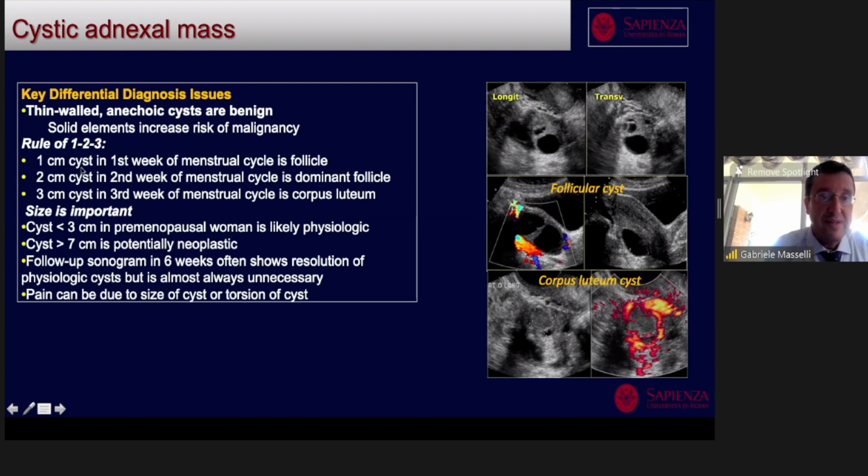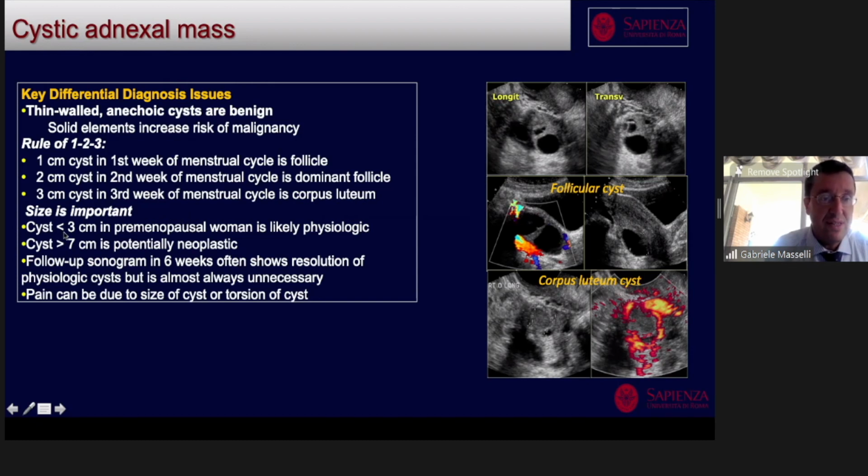A 1 centimeter cyst in the first week of the menstrual cycle is a follicle. A 2 centimeter cyst in the second week of the menstrual cycle is a dominant follicle. A 3 centimeter cyst in the third week of the menstrual cycle is a corpus luteum. Size is also important, and it's also important to evaluate if the patient is pre- or post-menopausal.